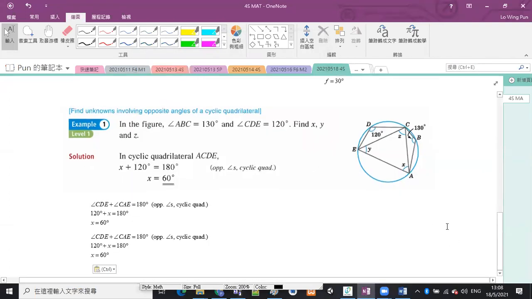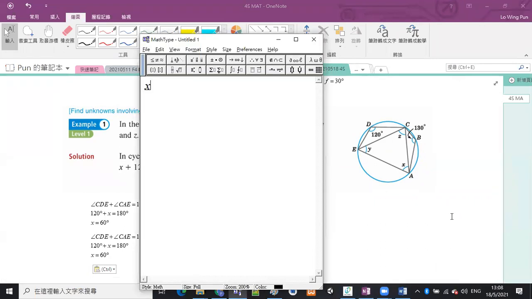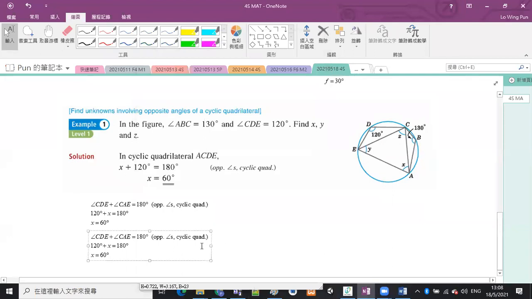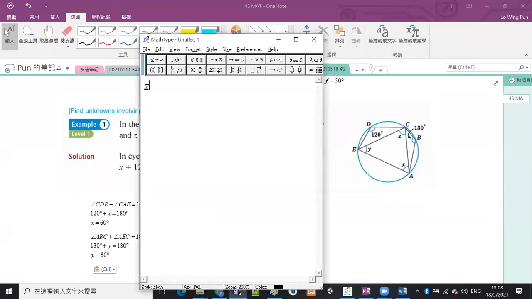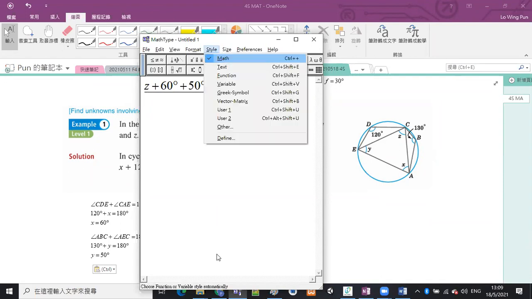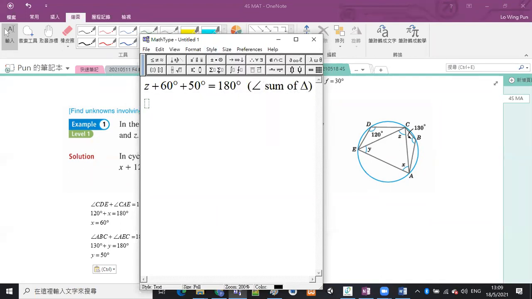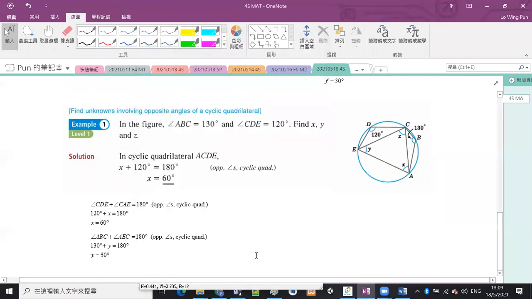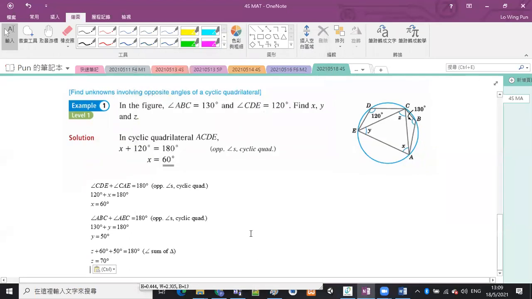And when we have found the values of x and y, we can find the value of z very easily because z plus x plus y is equal to 180 degrees. And this is angle sum of triangle. Okay, so z is equal to 70 degrees. That's the final answer.